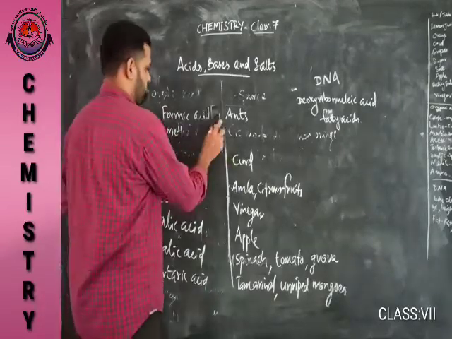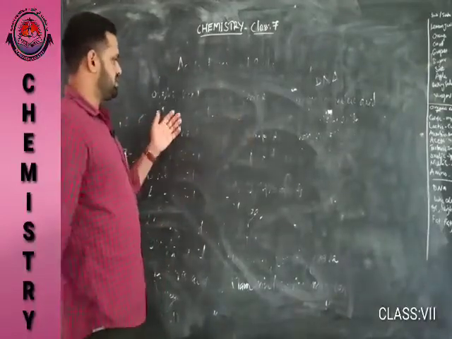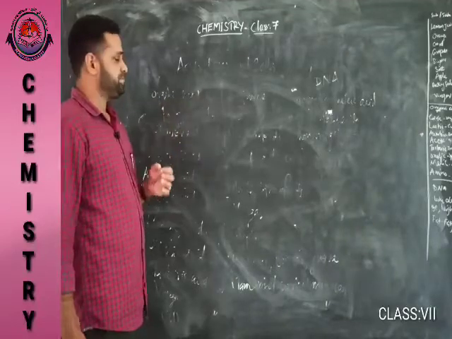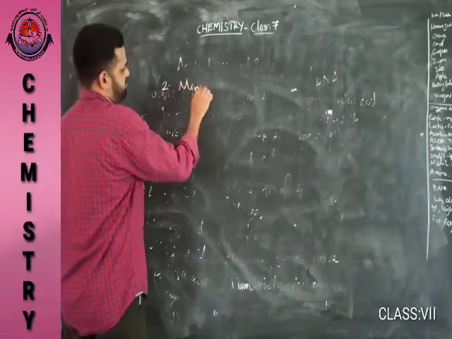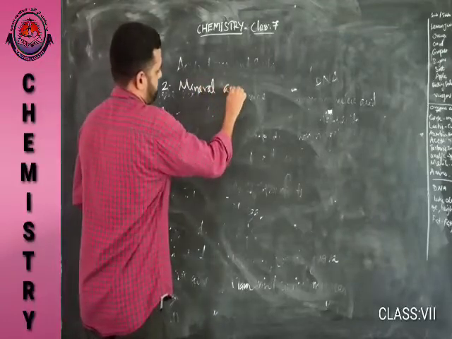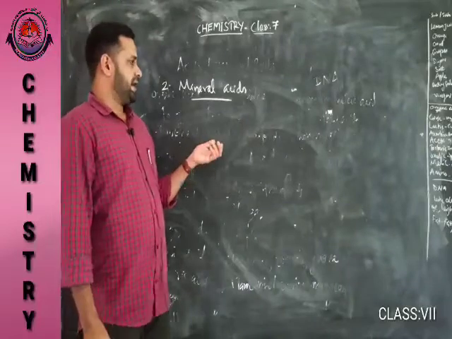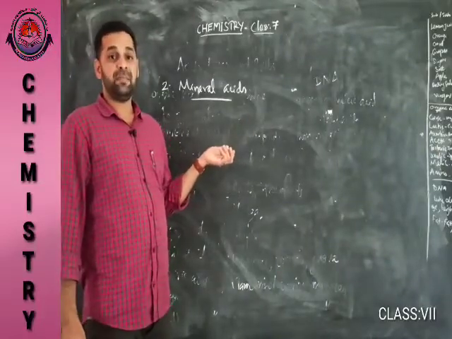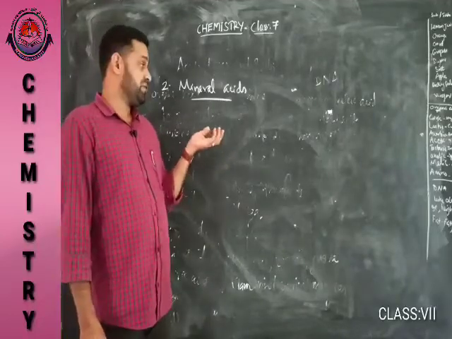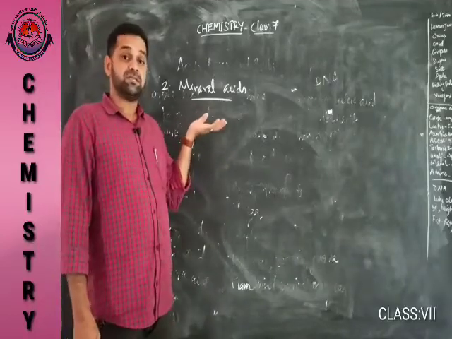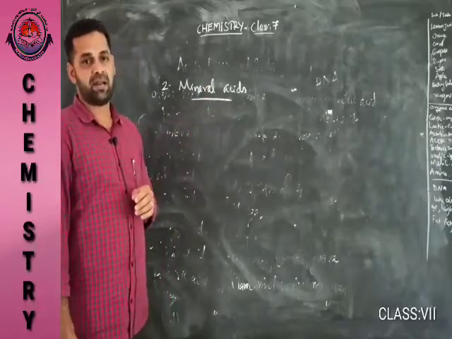Okay. And the next acid, that is, acids are of two types, that is organic acids and mineral acids. The second one is mineral acids. Mineral acids are the acids which are found in minerals of the earth, or which are obtained from the minerals of the earth, or we can prepare these acids from the minerals of the earth. They are called mineral acids.